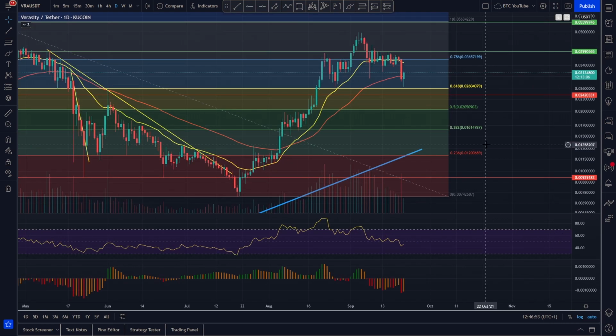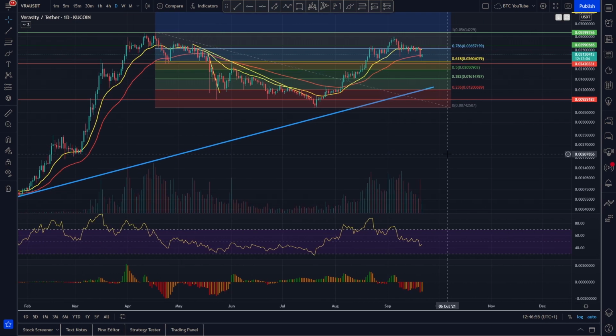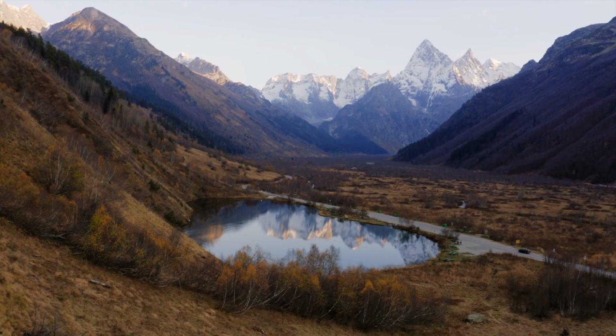As we always say, the market cap is extremely low for what this project is offering. It's a very, very good project. And if they bring out any fundamental news combined with the market starting to get back underway and pump to the upside, then we could be looking at a very, very nice pump for Verasity indeed once it starts to break out.